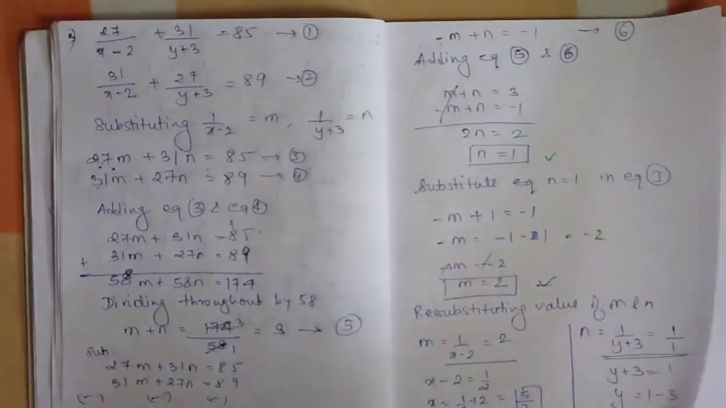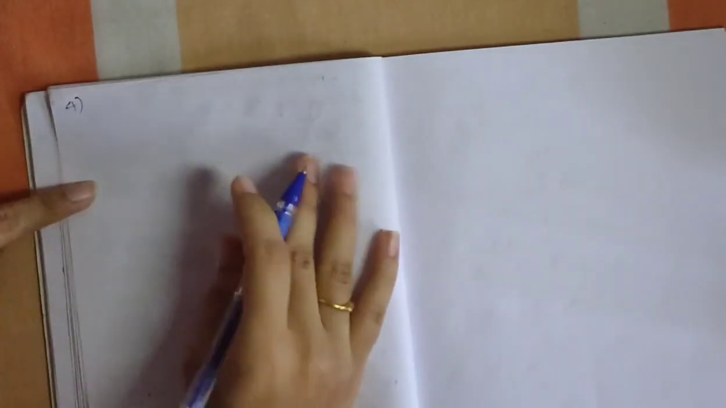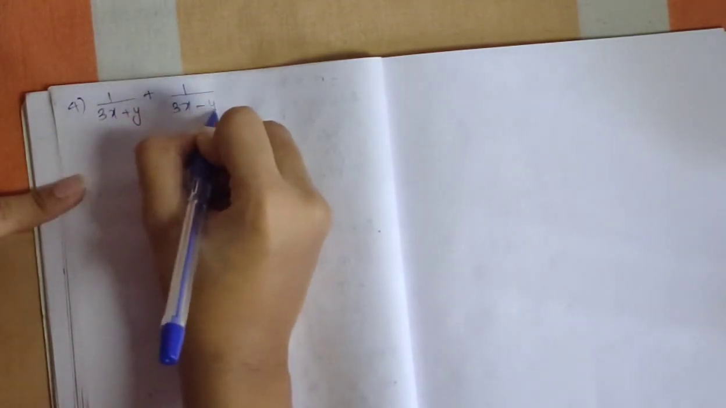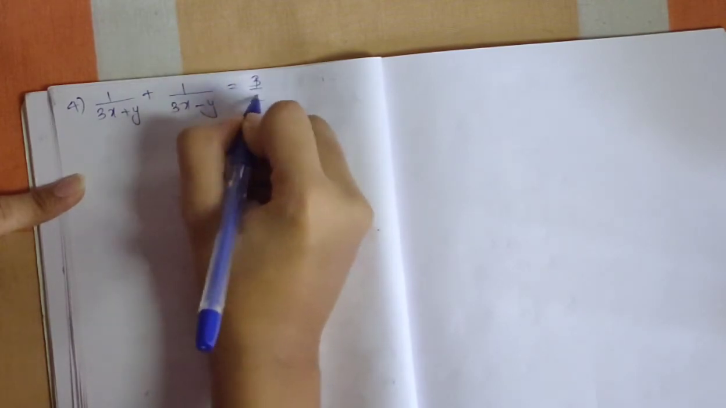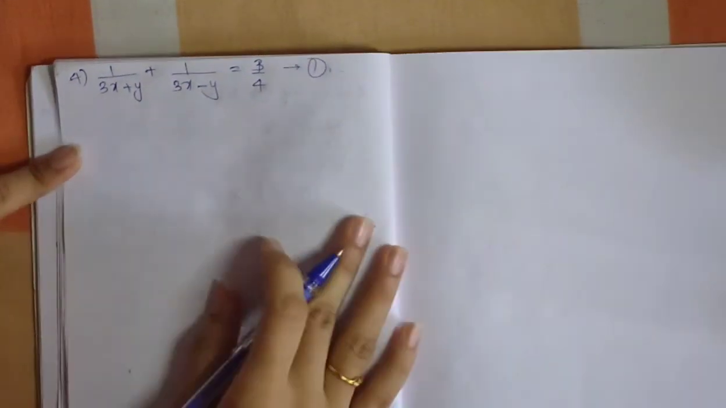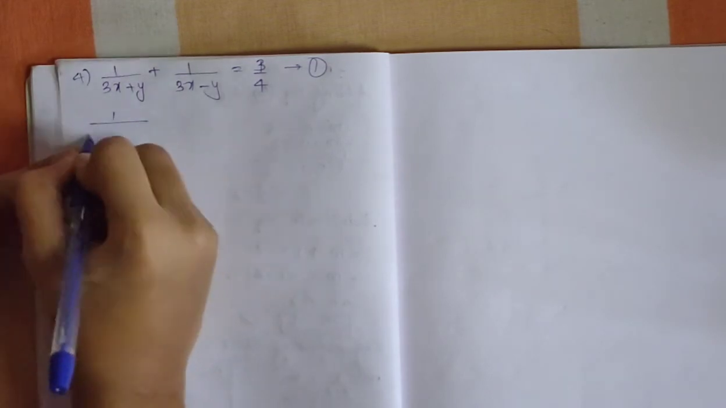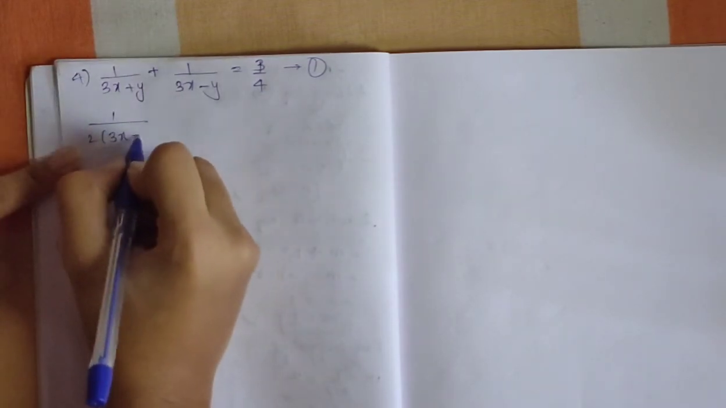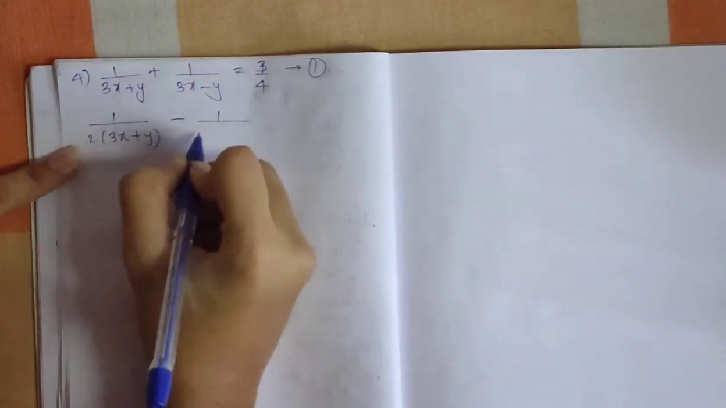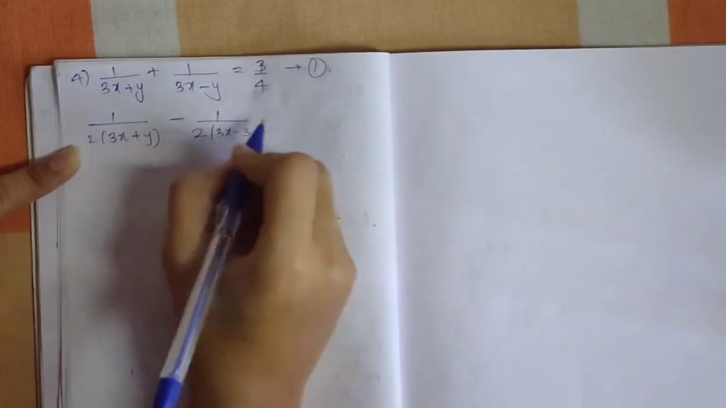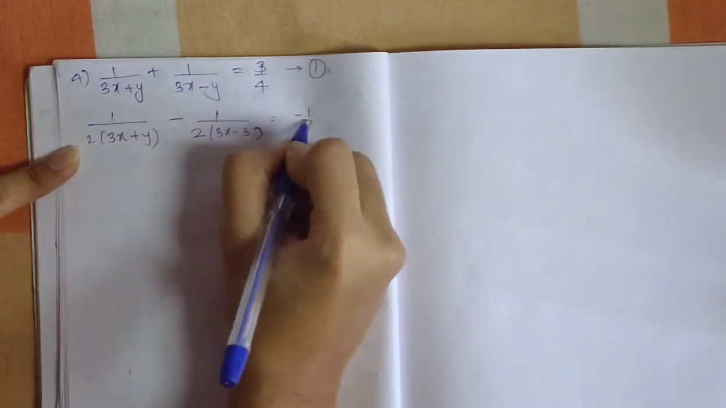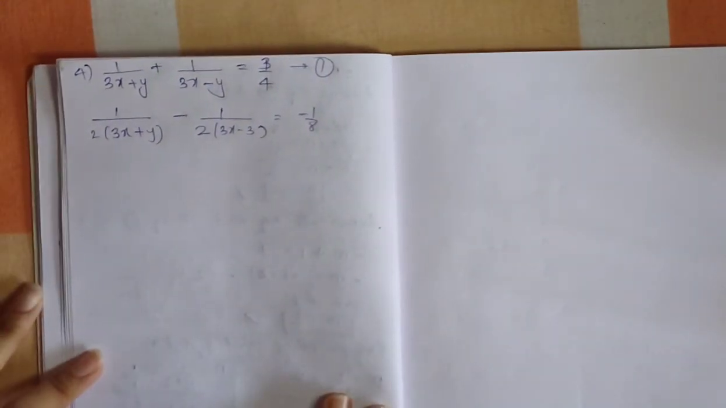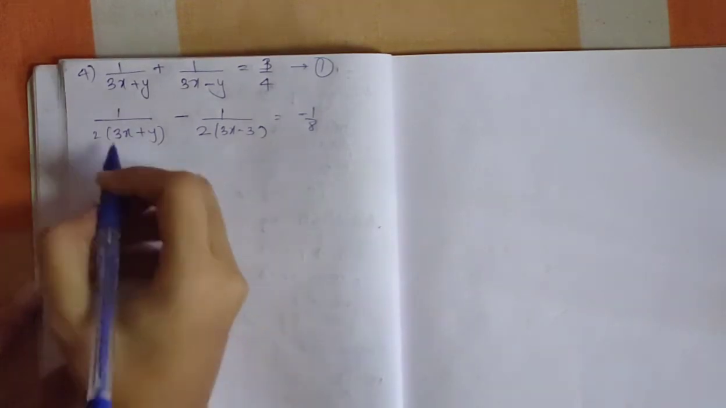So now let's move forward to the next sum. The next sum in your practice set says 1 by 3x plus y plus 1 by 3x minus y is equal to 3 by 4. Equation number 1. Next, 1 by 2 into 3x plus y minus 1 by 2 into 3x minus y is equal to minus 1 by 8. Fine. Now these are your two equations. Let's substitute.